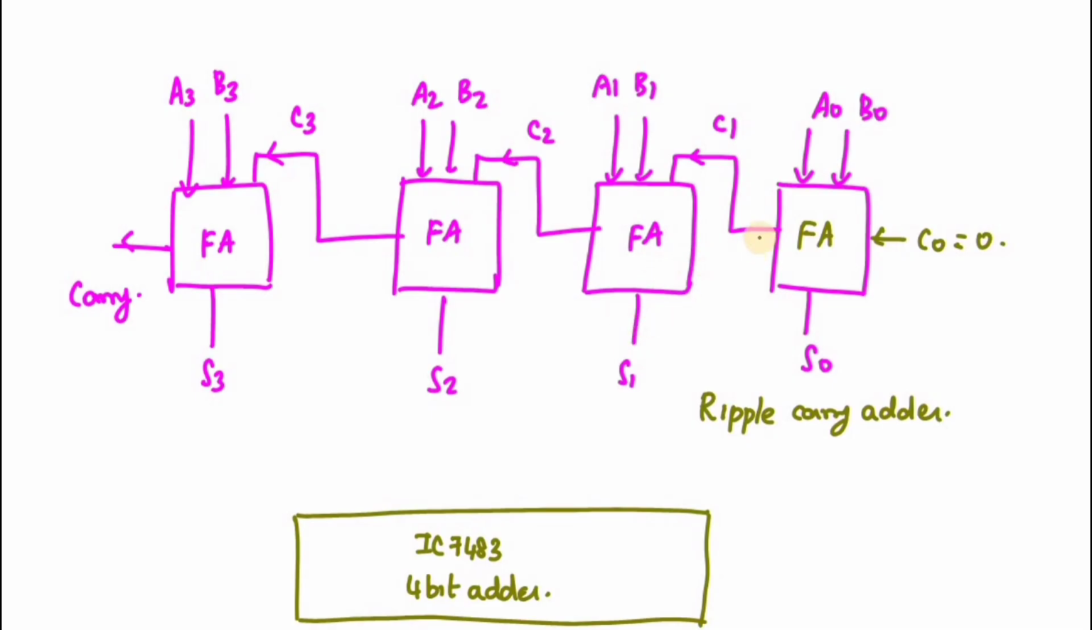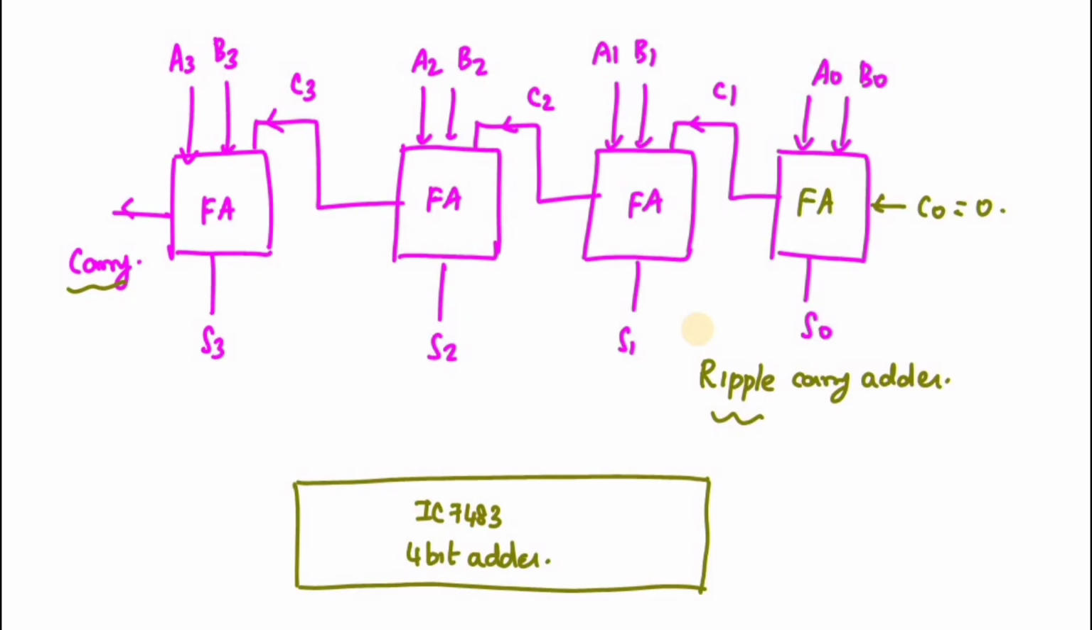So why it is called a ripple carry adder is that we can see the carry ripples, like a wave. The carry is generating like a wave. The carry signal is produced only when we obtain the values of C1, C2, and C3. So this is a disadvantage of this one. Generally, this is called a 4-bit adder.